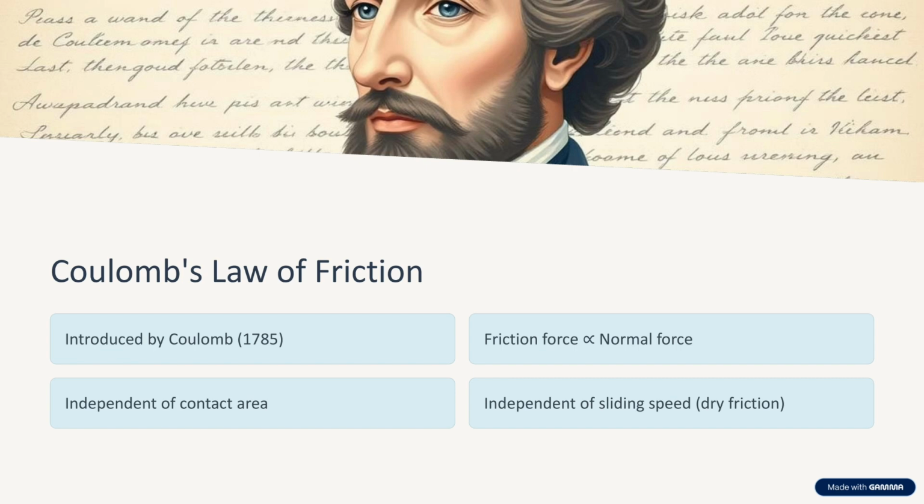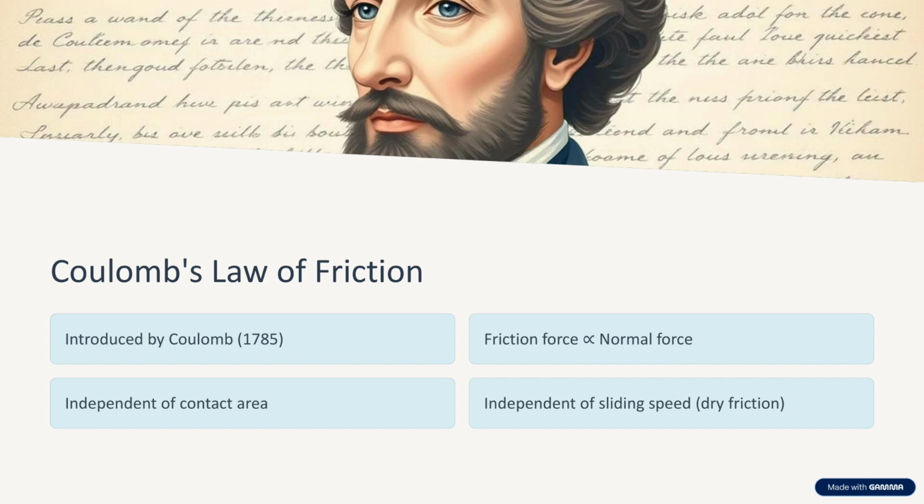So we are moving to the next point, Coulomb's law of friction, in which we have 4 points. There is an introduction. Second, friction force is directly proportional to the normal force. Third, it is independent of contact area. And fourth, it is independent of sliding speed. So we are starting with the introduction. Coulomb's law of friction was introduced by Charles Augustin de Coulomb, a French physicist in the late 18th century.